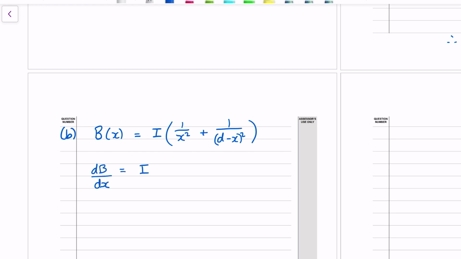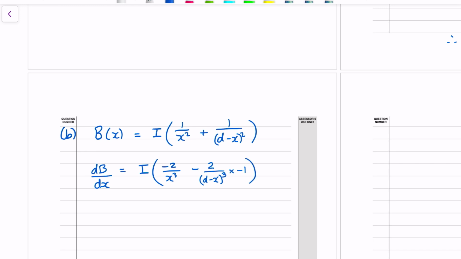I just stays in the front. 1 over x squared is x to the minus 2, so that differentiates to minus 2x to the minus 3, or minus 2 over x cubed. It's important you don't expand stuff like this out when you can use the chain rule, because we still have to solve this equal to 0 eventually. d minus x to the minus 2 differentiates to minus 2 over d minus x all cubed times by minus 1.